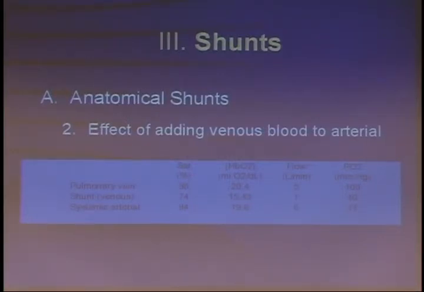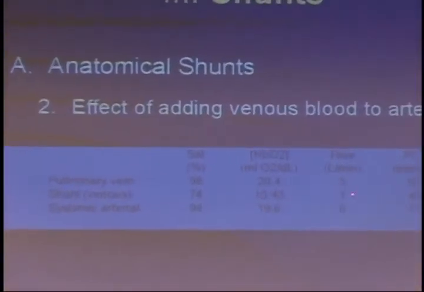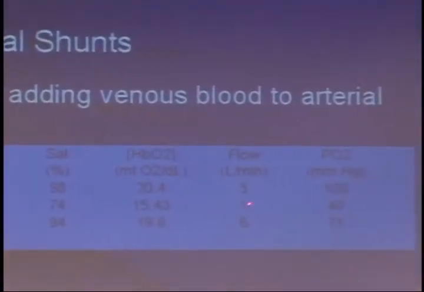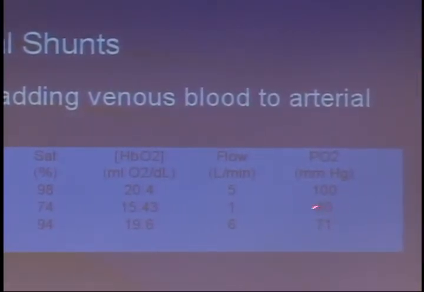Now, here is the shunt that's being added to it. Now, the shunt is venous blood that's not going through the lung or not going through effective units of the lung. It's going to have values that are at the venous level. It'll be about 74-75% saturated. It'll contain 15 milliliters of oxygen per deciliter, and we'll let about 1 liter per minute flow through these so-called shunts. And it'll have a PO2 of about 40.